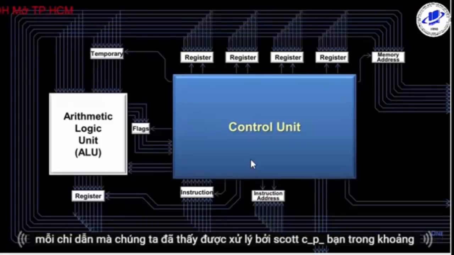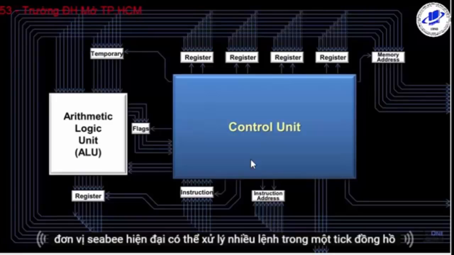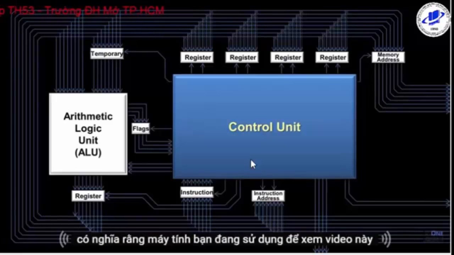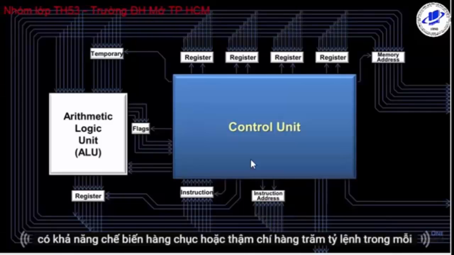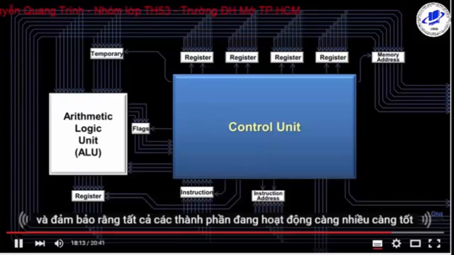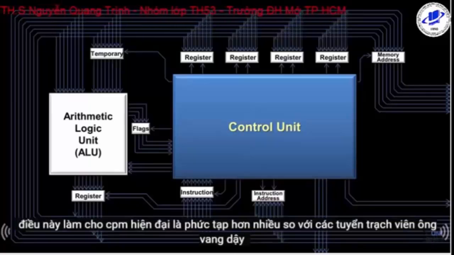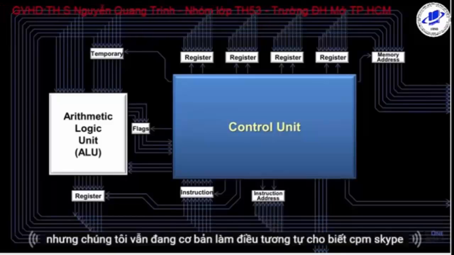Each instruction that we have seen can be processed by the Scott CPU in about 6 clock ticks. Modern CPUs can process multiple instructions per clock tick, meaning that the computer you're using to watch this video is likely processing tens or even hundreds of billions of instructions per second. That phenomenal speed is accomplished by using more than one of each component and making sure that all the components are active as much as possible. This makes modern CPUs much more complicated than the Scott CPU, but they are still fundamentally doing the same things as the Scott CPU.